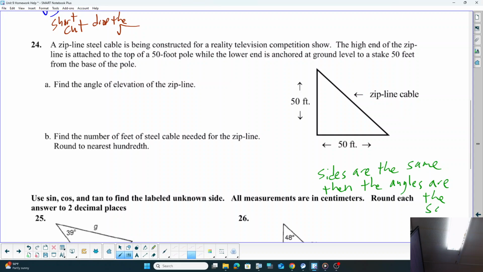It's going to be special. It's going to be a special angle. There's your hint for number 24.